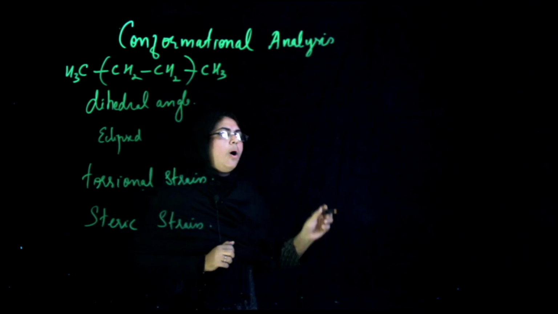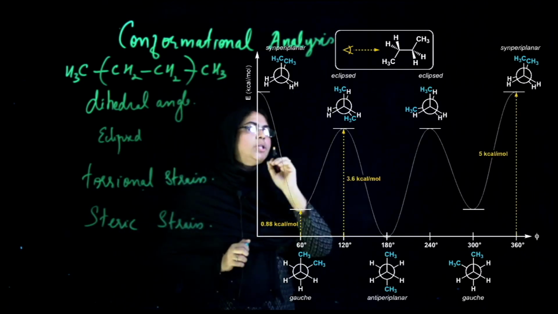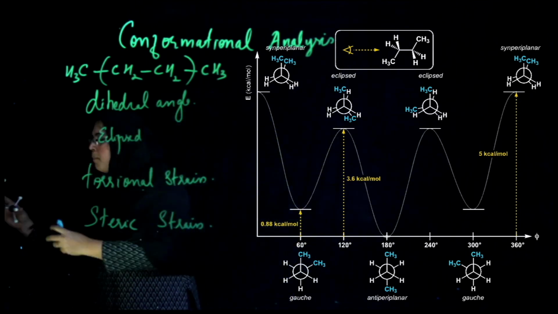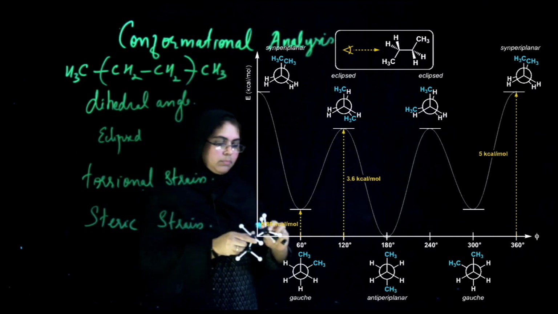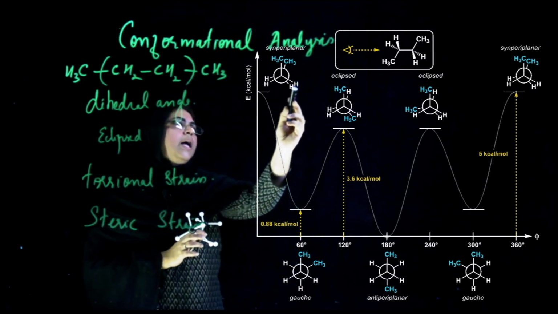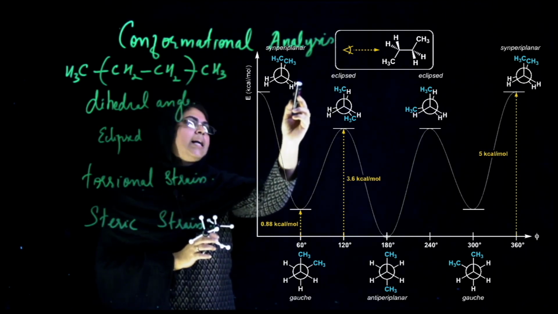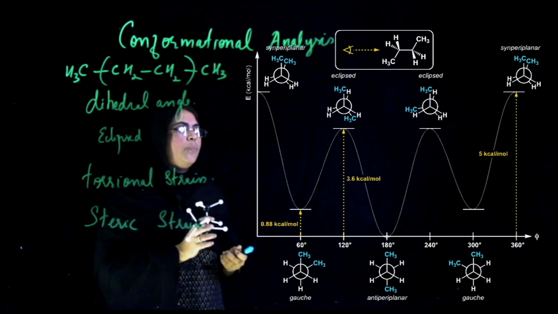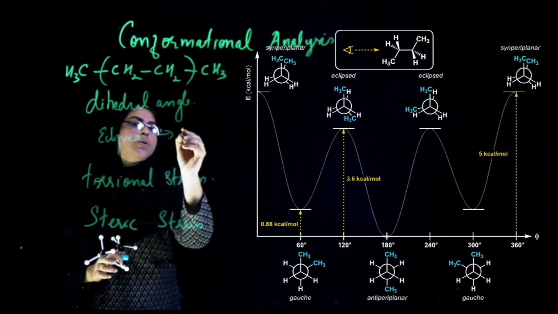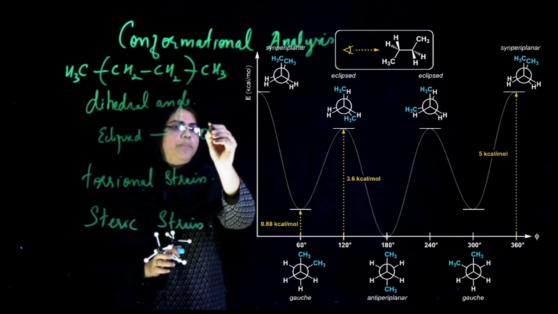We can plot the dihedral angle and the potential energy of butane. Here we can see the butane molecule in the first case is in an eclipsed conformation. Here the dihedral angle theta is equal to 0 degrees for the eclipsed conformation.